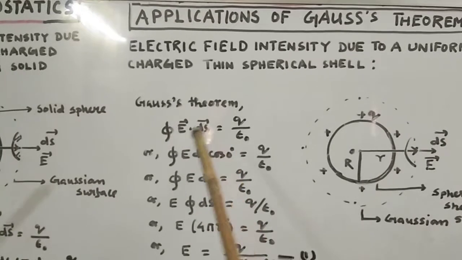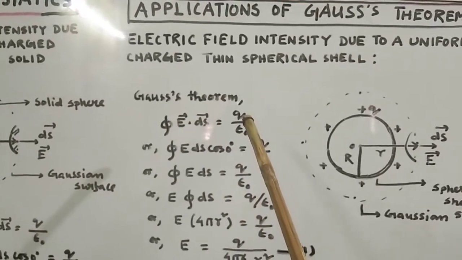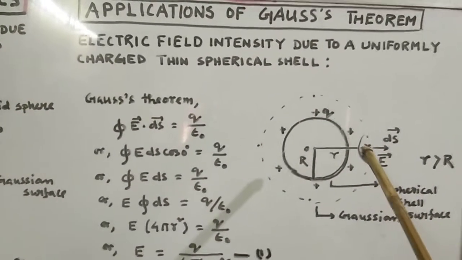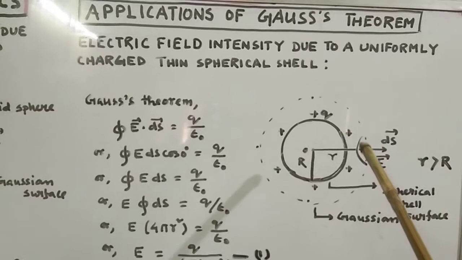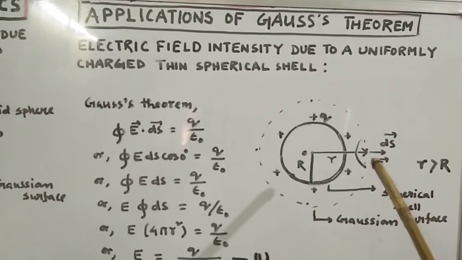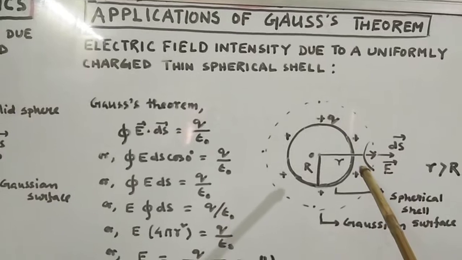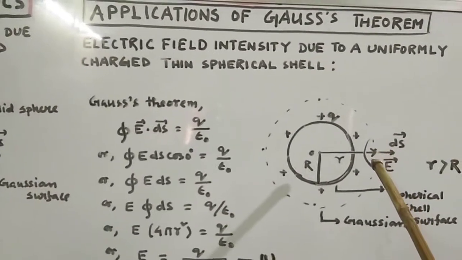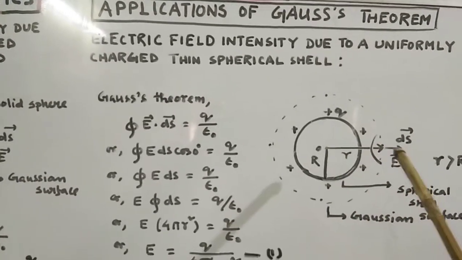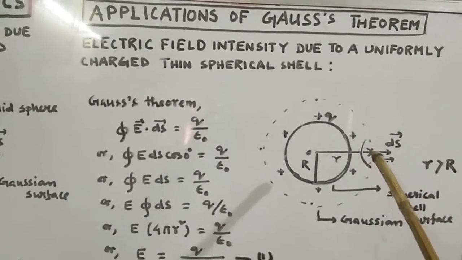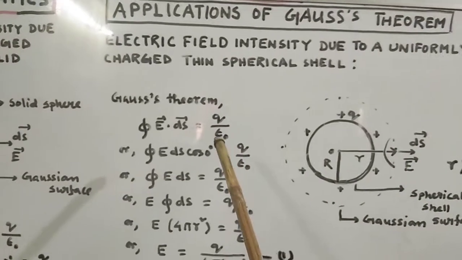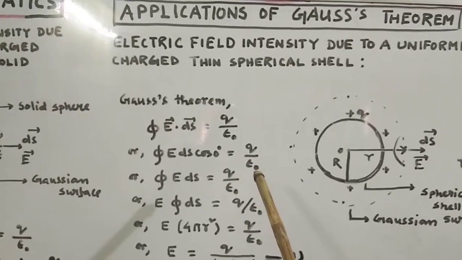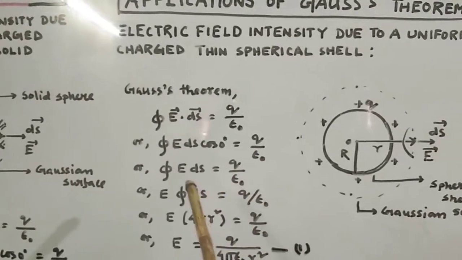Now what is Gauss's theorem? The total flux through any closed surface is 1 by epsilon naught times the charge enclosed by the surface. So here, at the point where you have to define the field intensity, ds is the small elemental area of the Gaussian surface. The E vector and ds vector are in the same direction at this point. Applying Gauss's theorem, E ds cos 0 degree equals q by epsilon naught. Cos 0 is 1, so E ds.